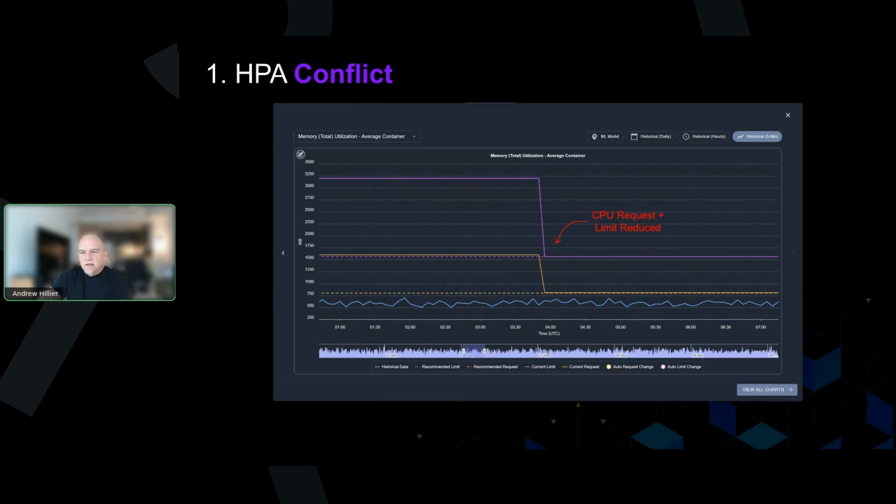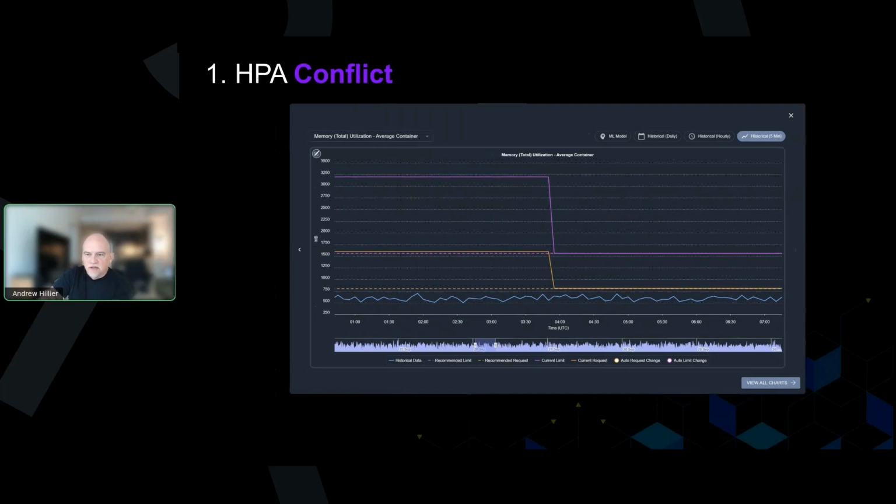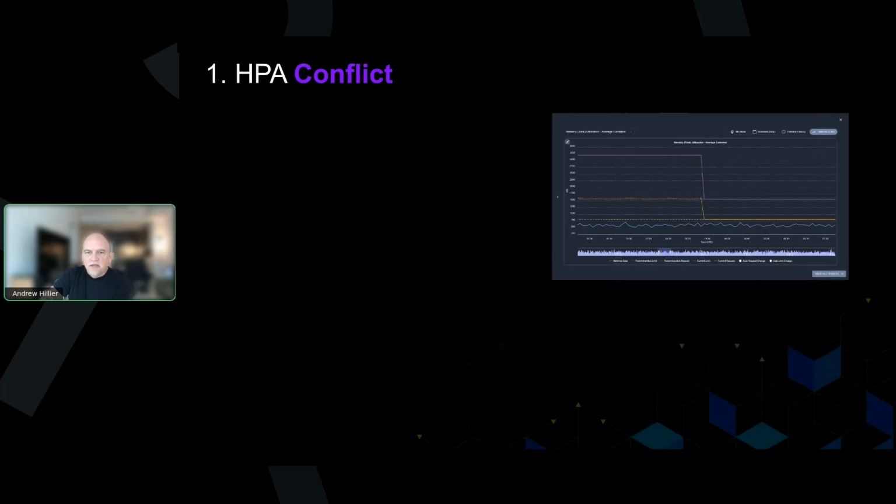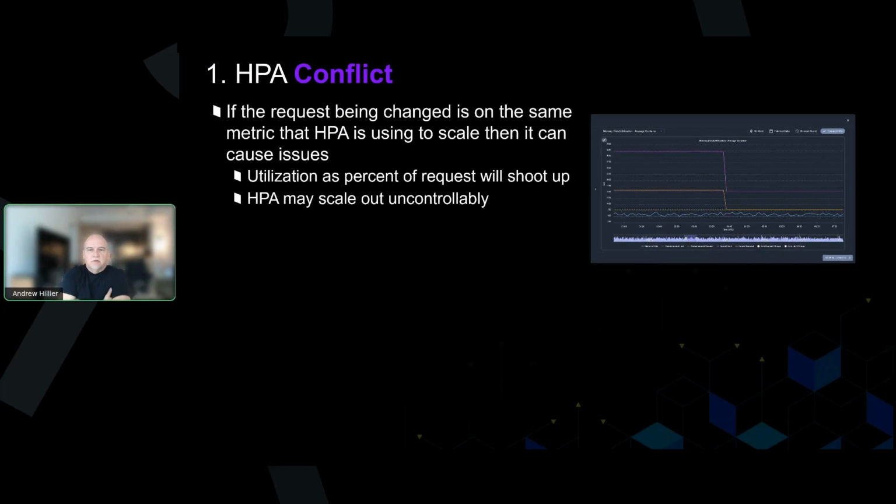But this thing, even though it looks really good, can mess up HPA. So let's talk about that. The problem with HPA is it's scaling on a metric, or possibly more than one metric. And if you change the metric that HPA is using, it can mess things up.